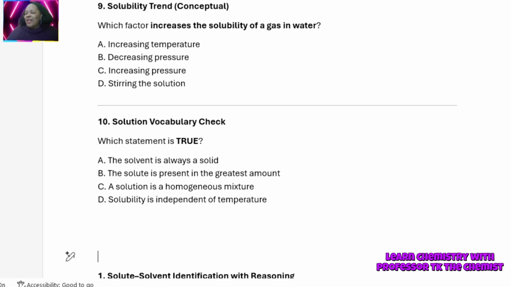If you increase the temperature, will that increase the solubility of a gas in water? Or what about if you decrease the pressure? Or increase the pressure? Or just stir the solution? Which one are you going to put for your answer for number 9?